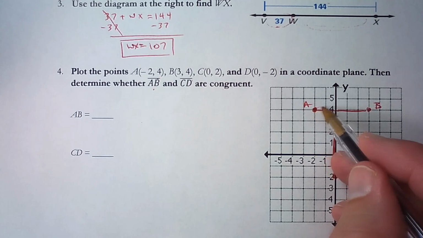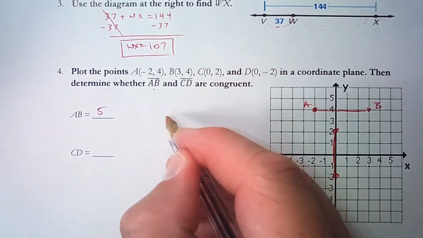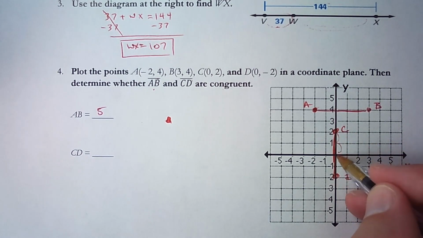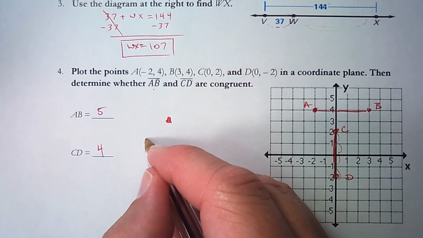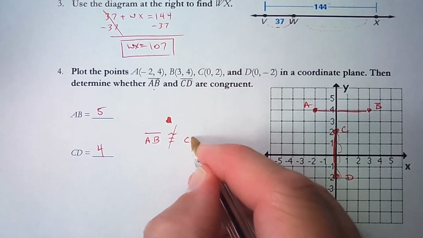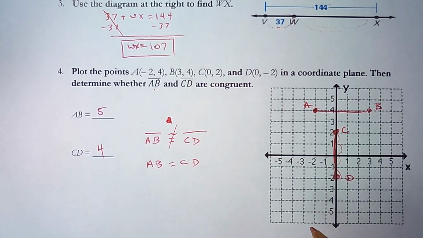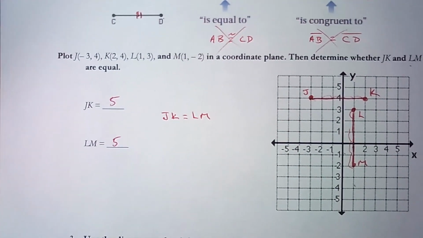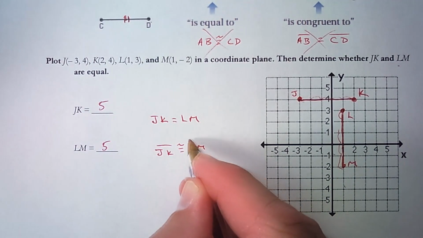Okay, now AB, 1, 2, 3, 4, 5. So AB has a length of 5. CD, 1, 2, 3, 4. So they do not have the same length, so that means that segment AB is not congruent to segment CD. And it's because the length of AB is not equal to the length of CD. Now above, we said they did have the same length, so we could also write segment JK is congruent to segment LM.